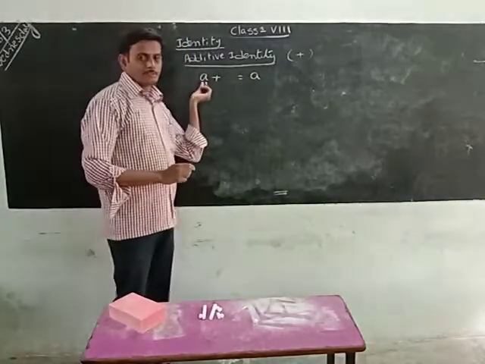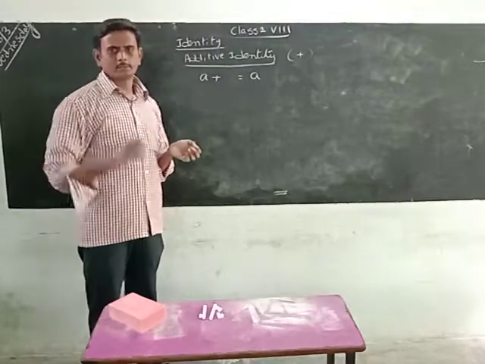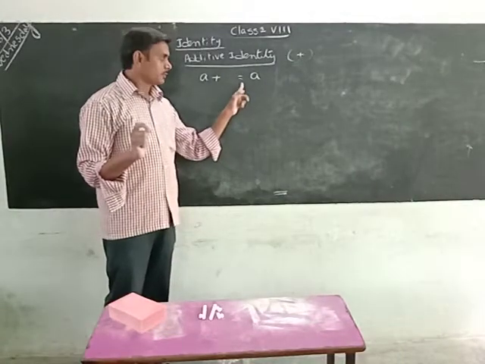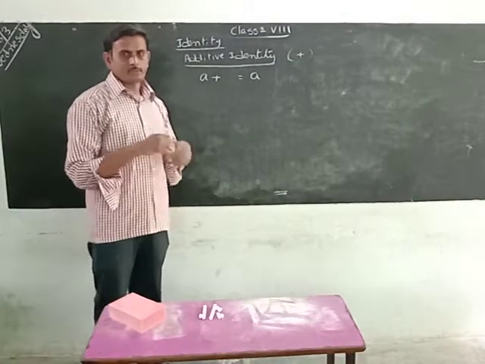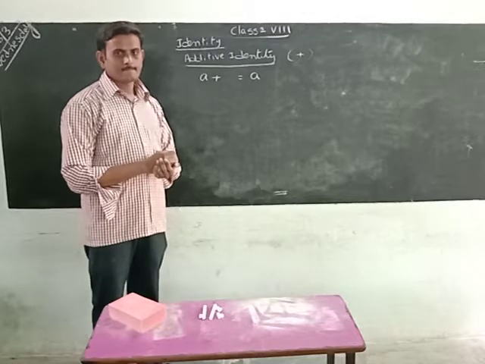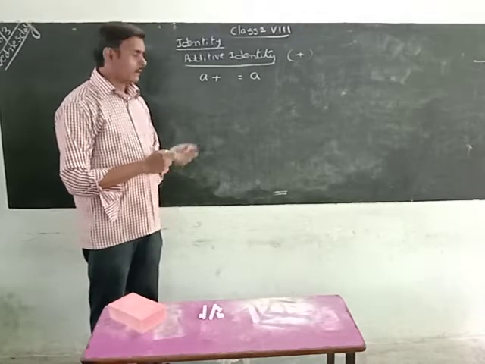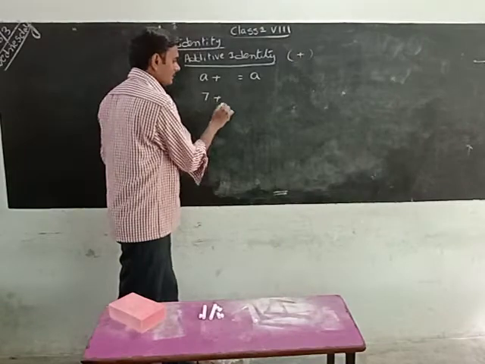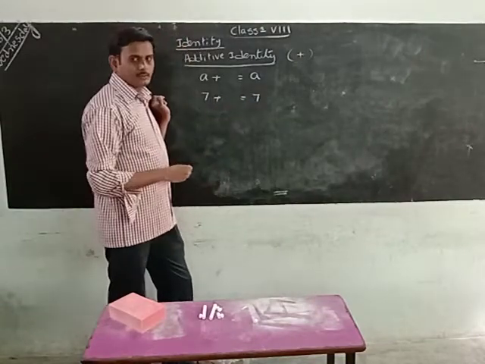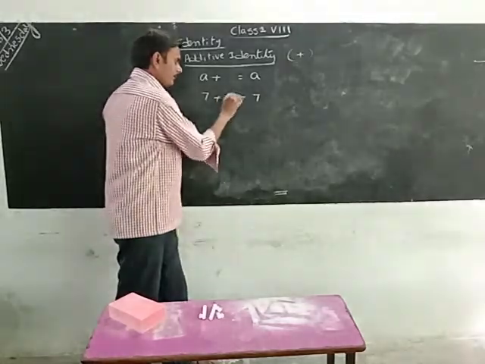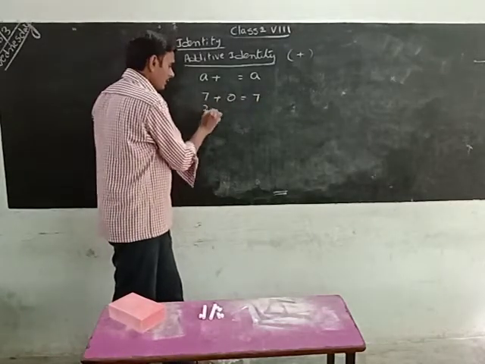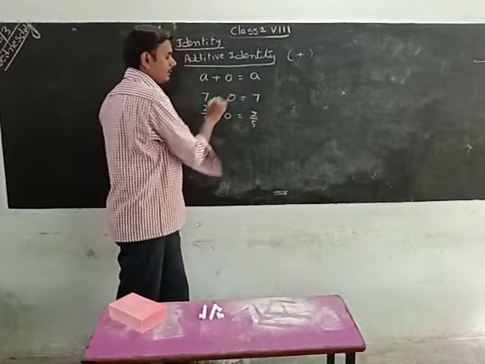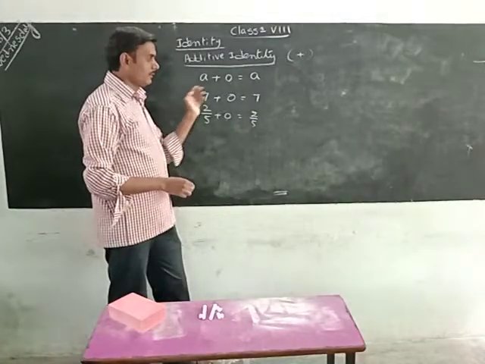If you take any rational number, negative or positive, and add with a particular number, you should get the same number only. Which number can we add here? Can you guess? A should be added with which number so we will get A? For example, 7 plus which number gives 7? 0 only. 7 plus 0 is 7. Similarly, 2 by 5 plus 0 equals 2 by 5. Any rational number added with 0, we will get the same rational number.